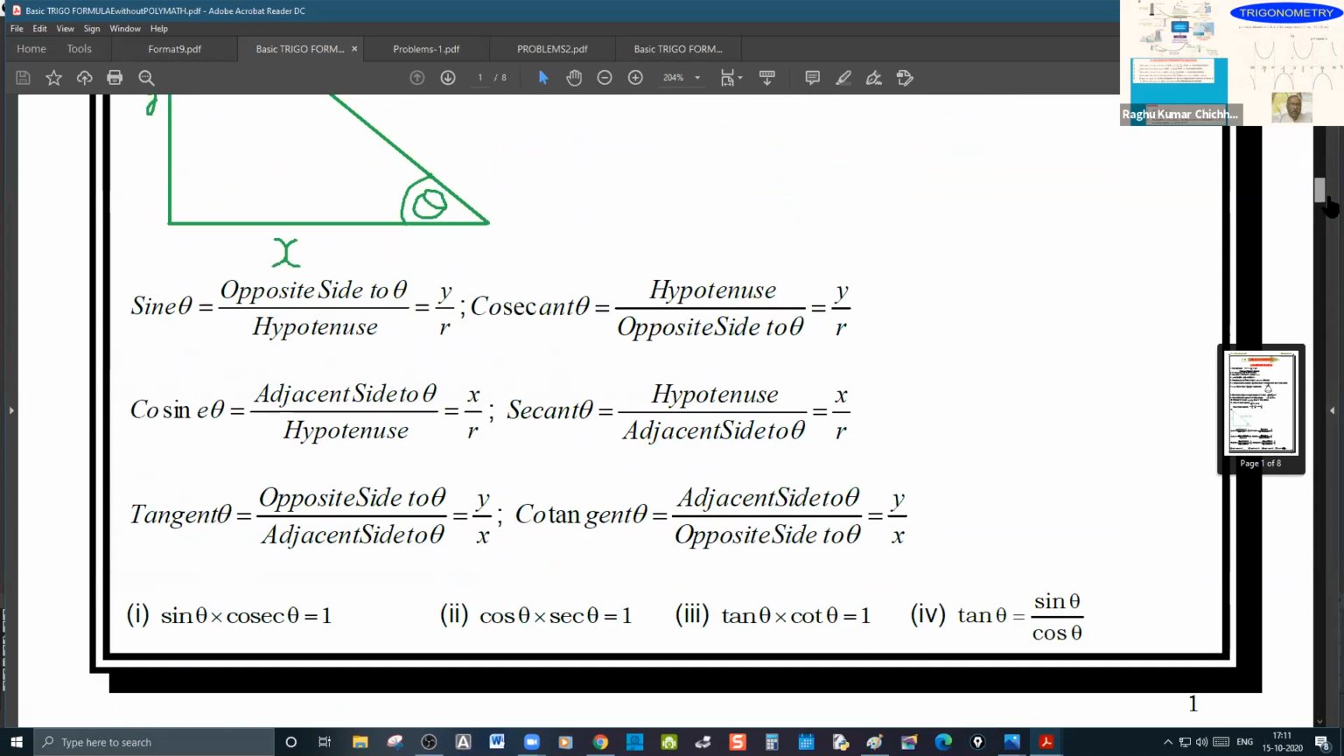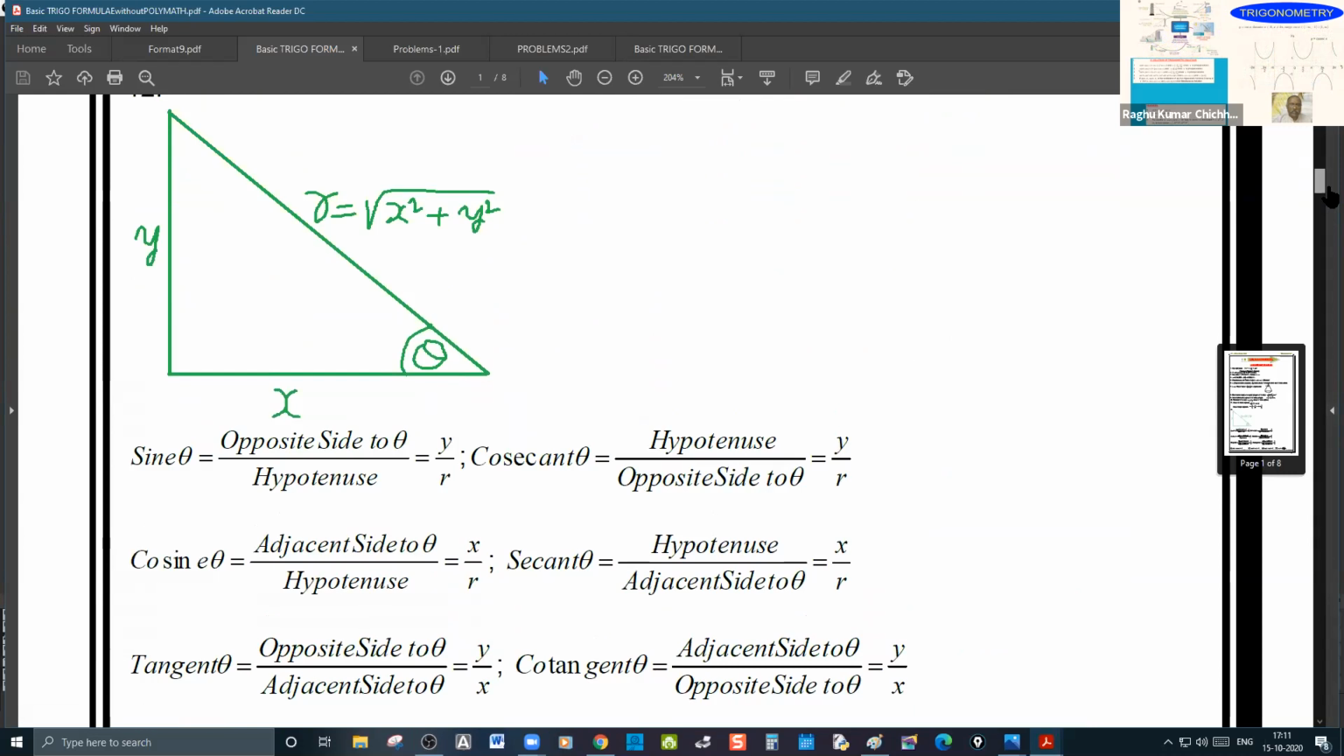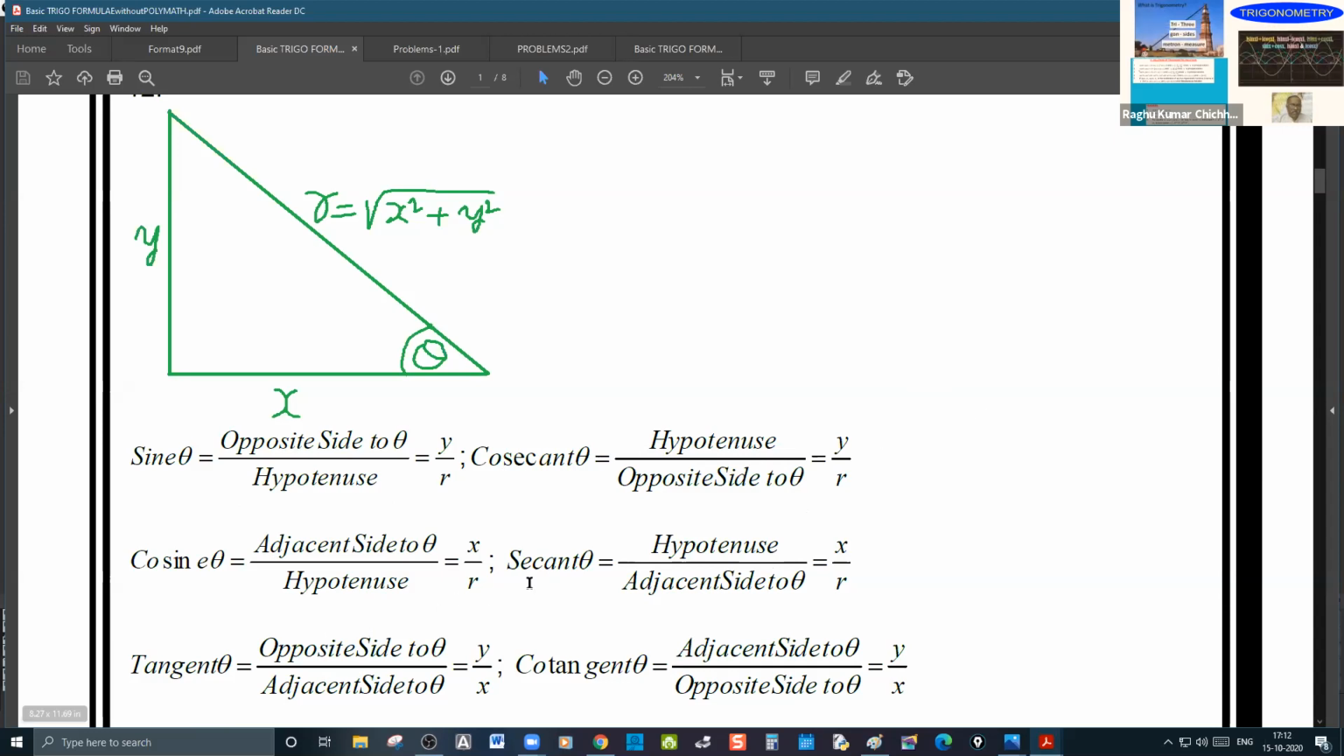Sine theta is the opposite side to theta divided by the hypotenuse. You know that, I need not tell you. Cosecant theta is the reciprocal of sine theta, and cos theta is the adjacent side to theta by the hypotenuse, and secant theta is the hypotenuse divided by the adjacent side to theta. Tan theta is the opposite side by the adjacent side, and cotangent theta is the adjacent side by the opposite side. So sine and cosecant are reciprocals of each other, cos and secant are reciprocals of each other, tan and cot are reciprocals of each other.